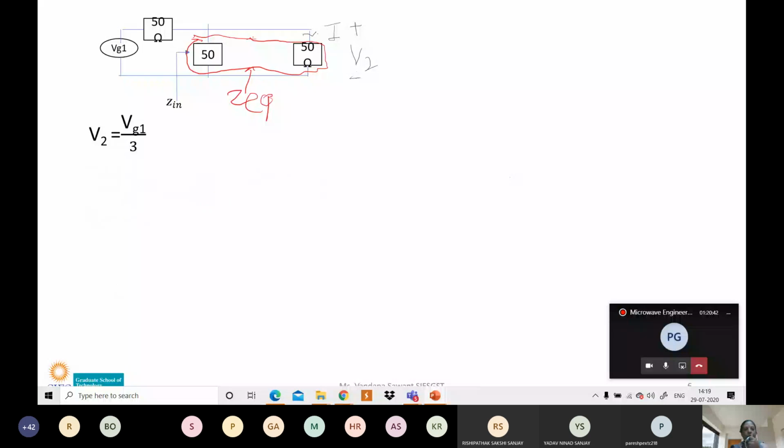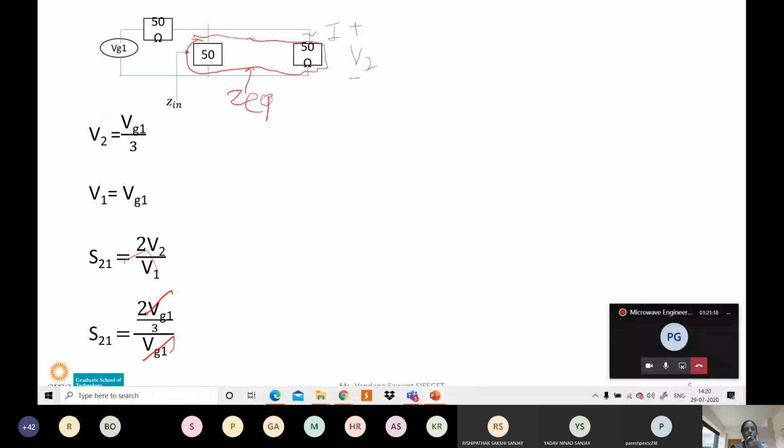Then V1, that is the input voltage, is equal to Vg1. Now in the formula, S21 is equal to twice V2 divided by V1. We put in the values of V2 and V1. V2 is Vg1 divided by 3, and V1 is Vg1. So this Vg1 and this Vg1 will get cancelled. Remaining will be only 2 by 3. So S21 is equal to 2 by 3.